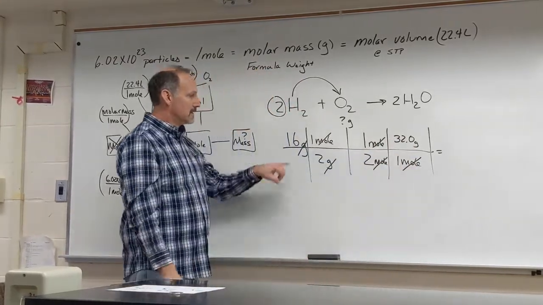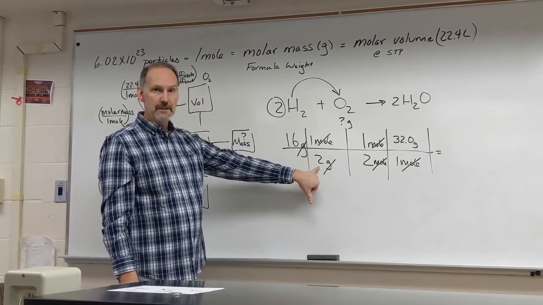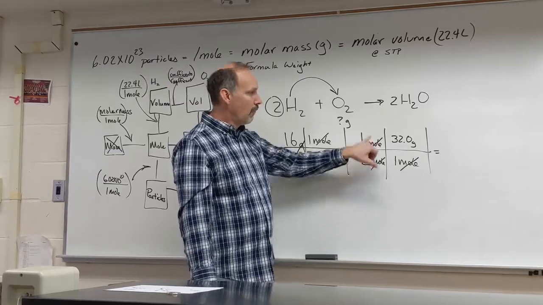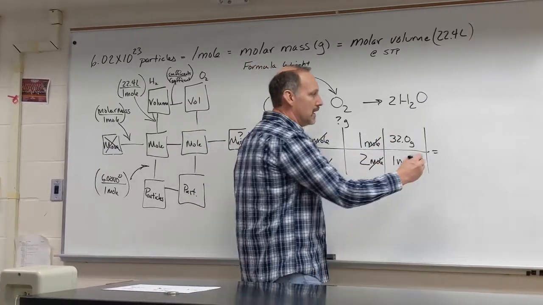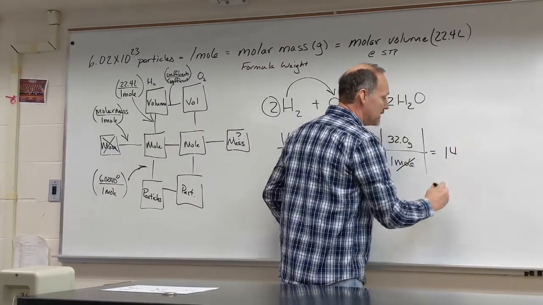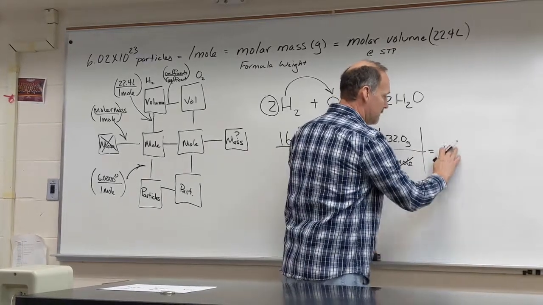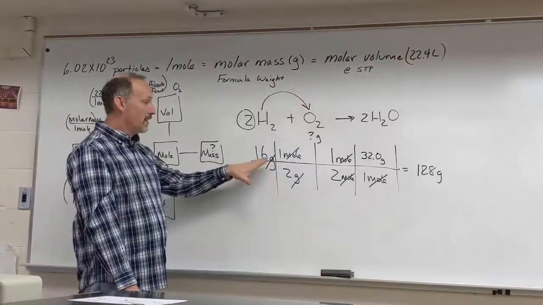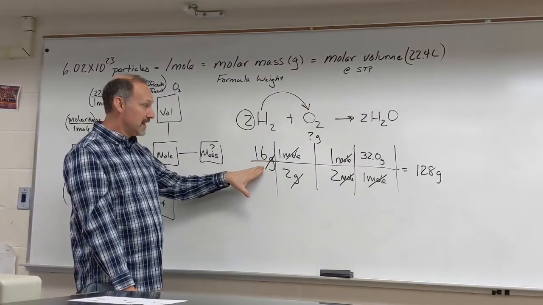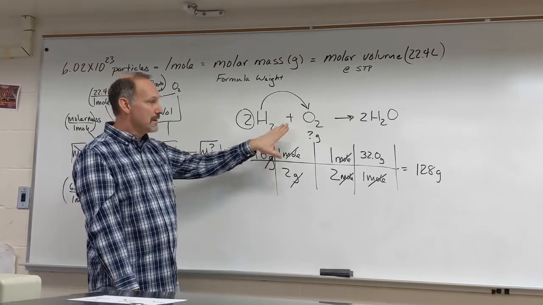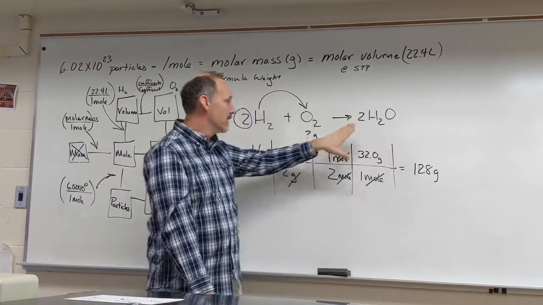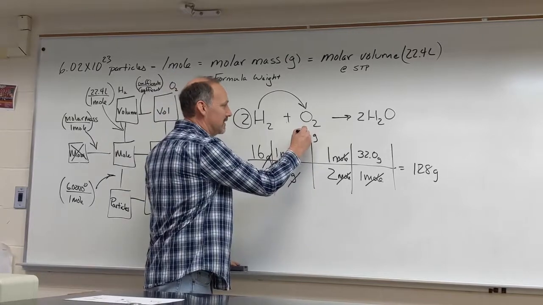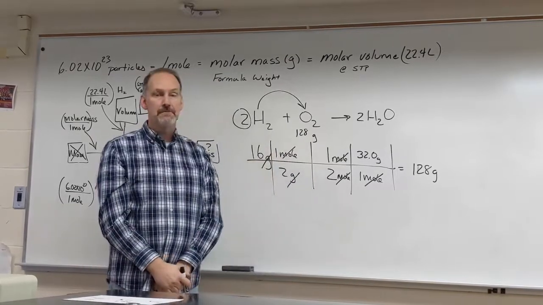And so 16 divided by 2 is 8. 8 divided by 2 more is 4. Then 4 times 32 is 128 grams. So that means that to use up 16 grams of hydrogen, we would need 128 grams of oxygen. So that's how much is needed to use up the 16 grams. Okay?